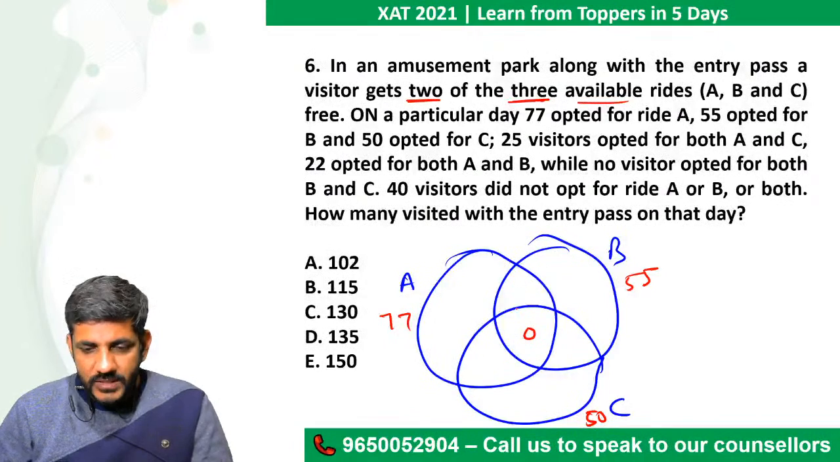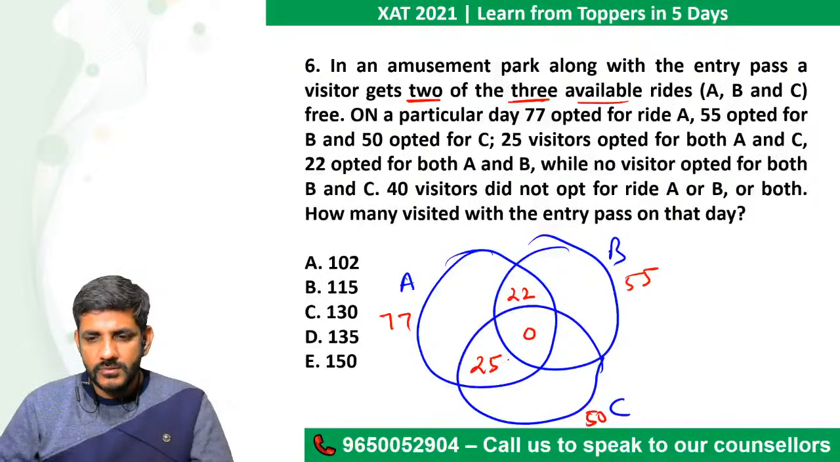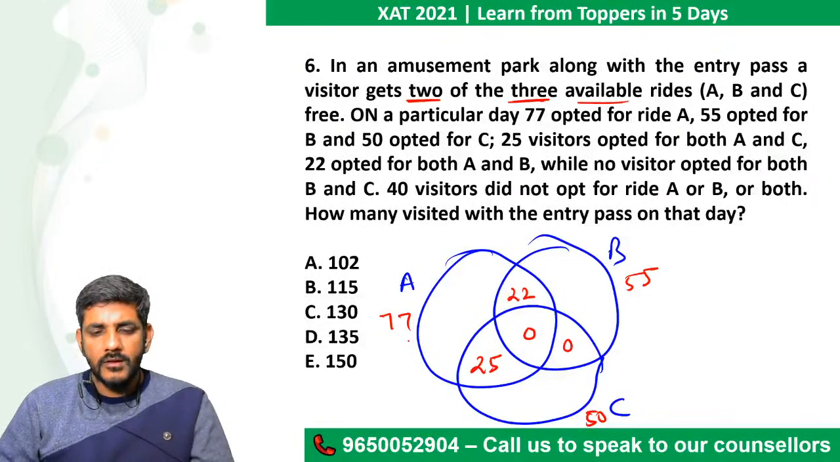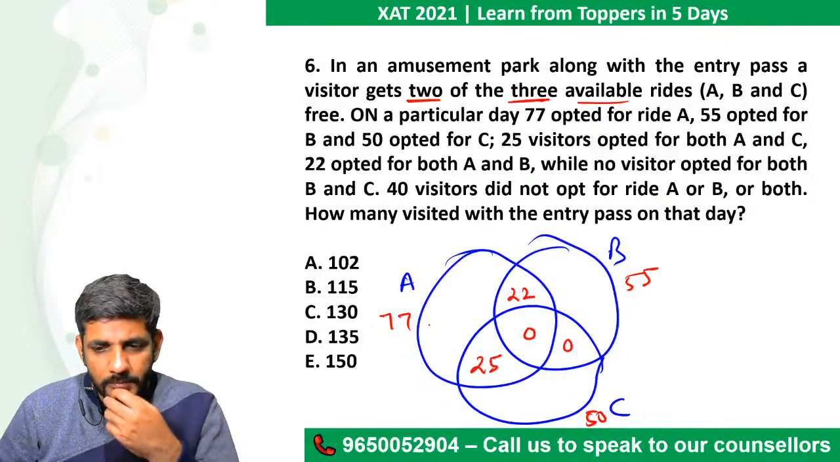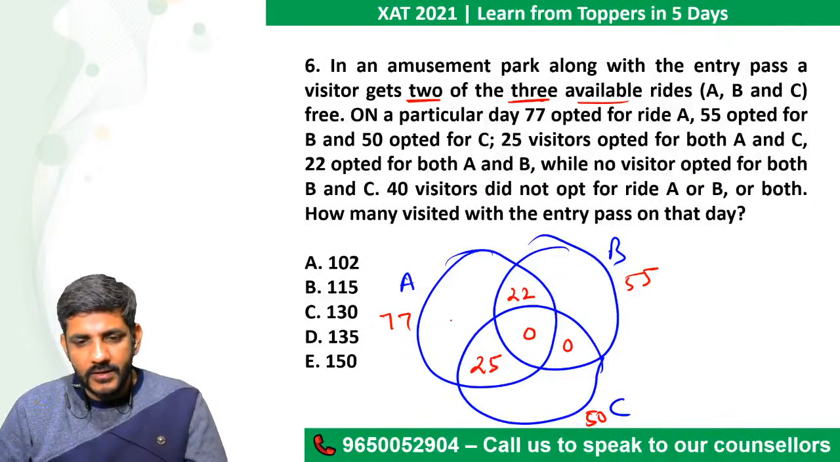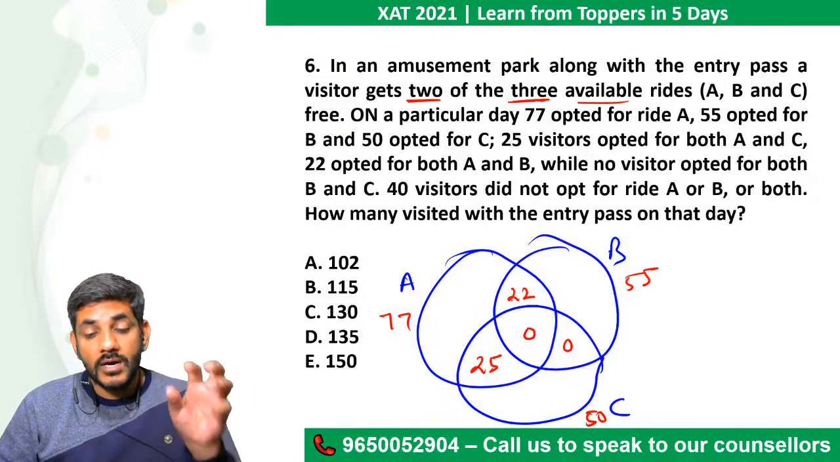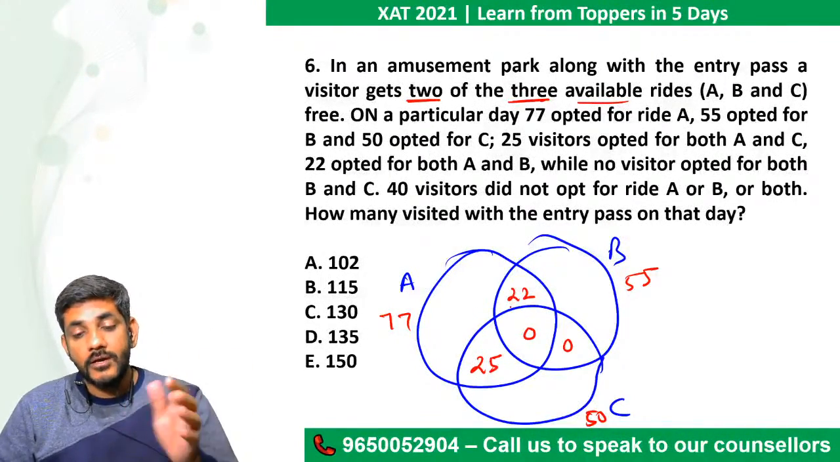25 opted for both A and C. So this figure would be 25. 22 opted for both A and B. So this figure would be 22. No visitor opted for both B and C. So this would be 0. 40 visitors did not opt for ride A or B or both. So 40 people are there who are outside A or B or both.